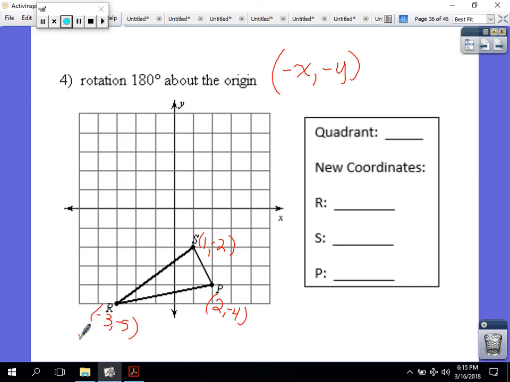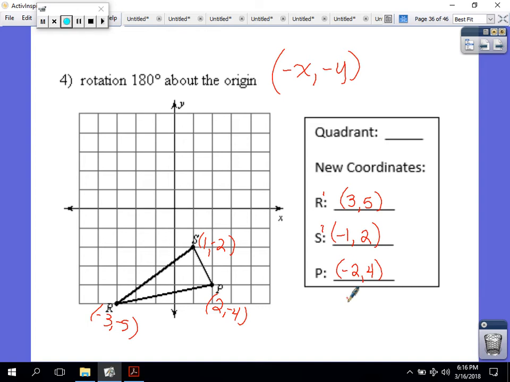So we're going to change each of these to their opposites. So for R prime, R, negative 3, negative 5 will become positive 3, positive 5 and stay in the exact same order because they don't switch places. For S prime, positive 1, negative 2, they both switch to their opposites, so the positive 1 becomes negative 1, the negative 2 becomes a positive 2. So it's at negative 1, 2. And P, 2, negative 4, becomes negative 2, positive 4.